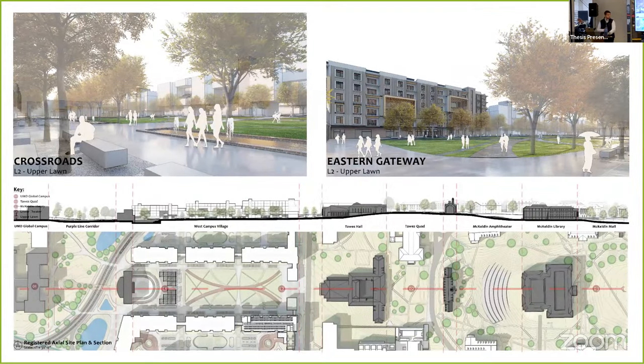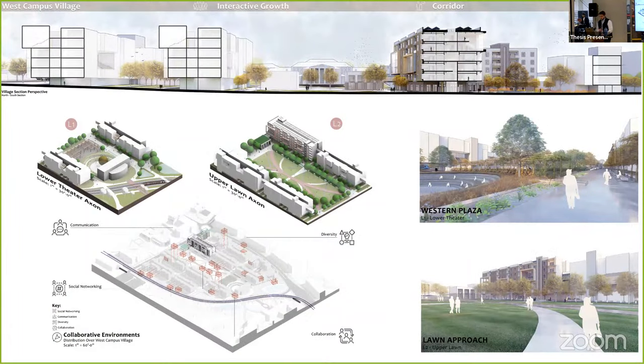And perspective from within the upper lawn, looking at the crossroads, which is the spot that connects across the southern portion and the northern portion of the site, as well as the eastern gateway as you enter into the site coming from Tawes. These spaces are flexible. The lower theater is more of a larger communal gathering space. They could have lectures, or there could be other events that happen, and the upper lawn is more of a flexible open space, similar to how McKeldin is.